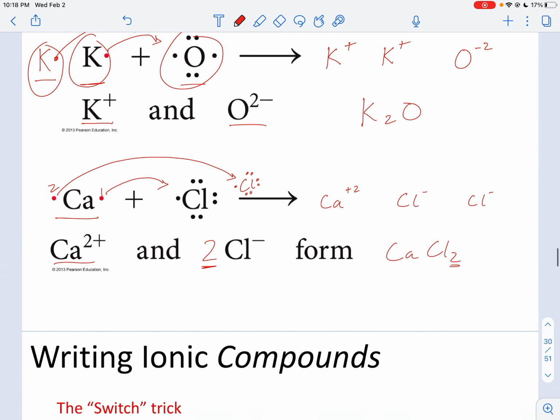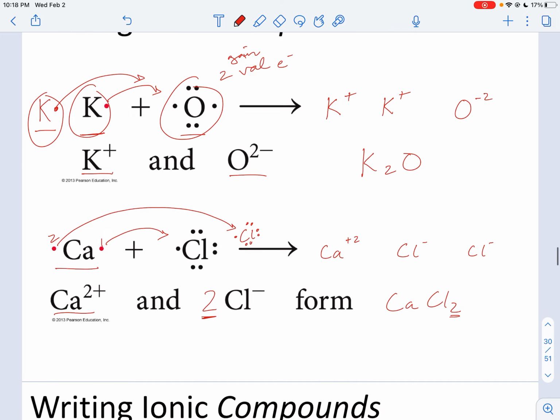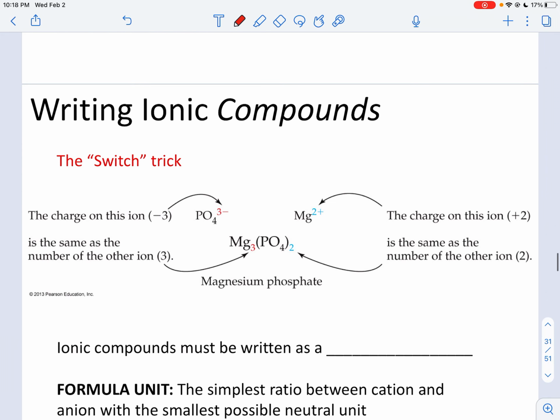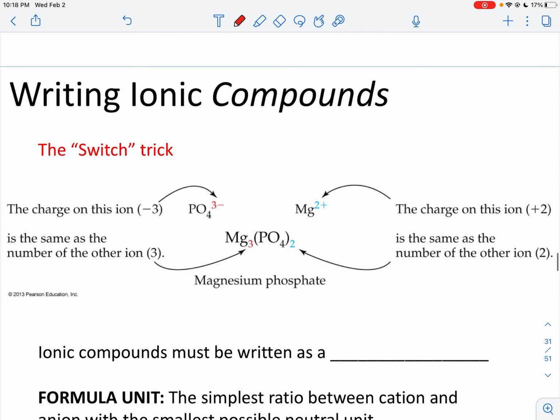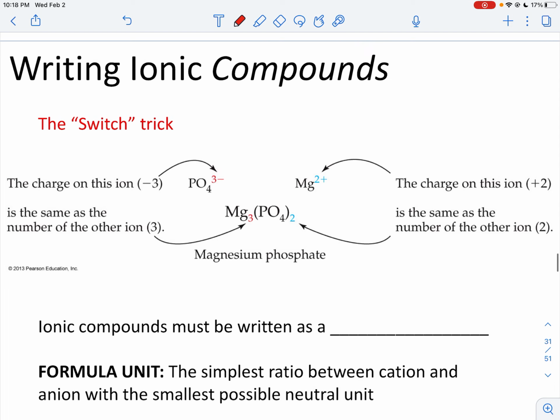So I don't know how this is sitting with you because I'm not in class with you, but I want to introduce a trick here that may help you with writing compound formulas. It's known as the switch trick. Some people love it, some people don't, so you don't have to use it, but if you feel like it helps you, great.